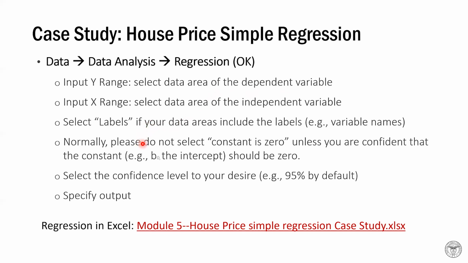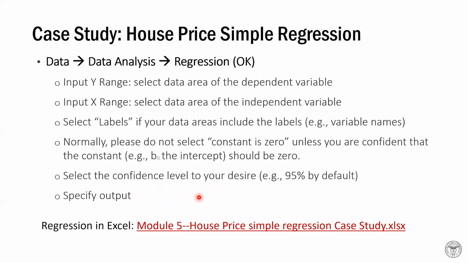Normally, please do not select constant is 0 unless you are 100% sure that the constant should be 0. And then we select the confidence level to your design, for example, 95% by default or 99% if you want. Finally, we specify the area of the output. Now, let's go to Excel.